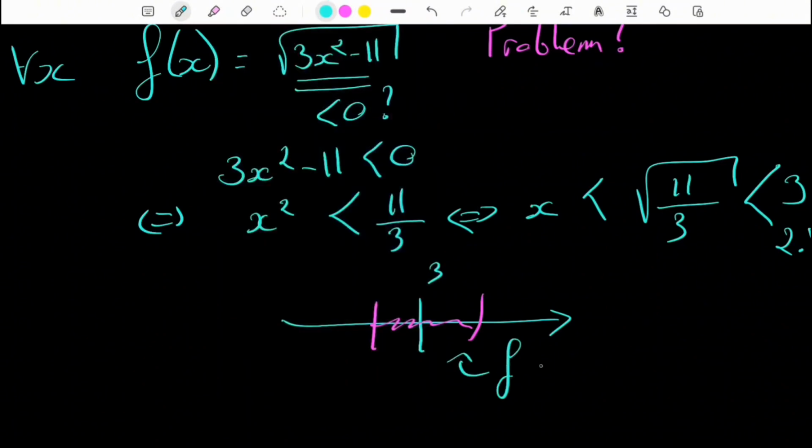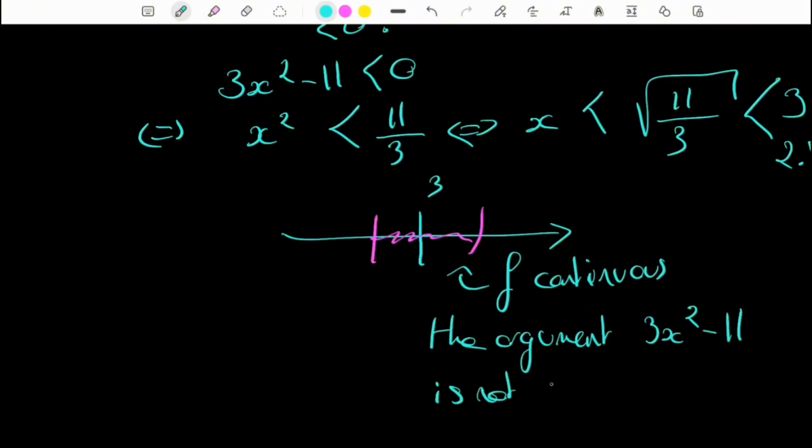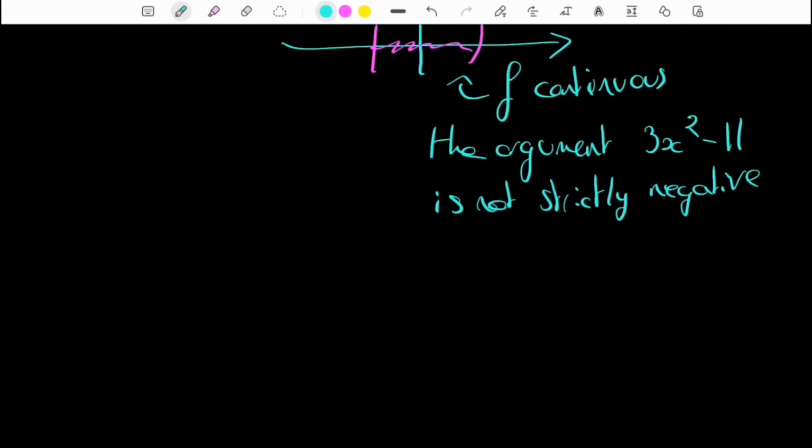f is continuous because the argument 3x squared minus 11 is not strictly negative. So, how do we justify the limit now? So, f is continuous around 3.